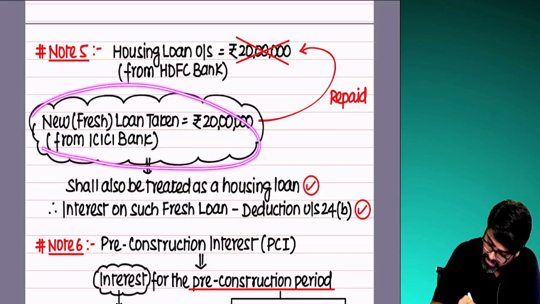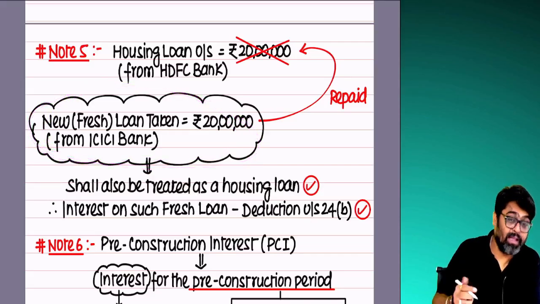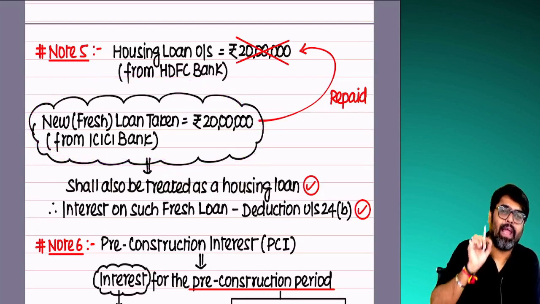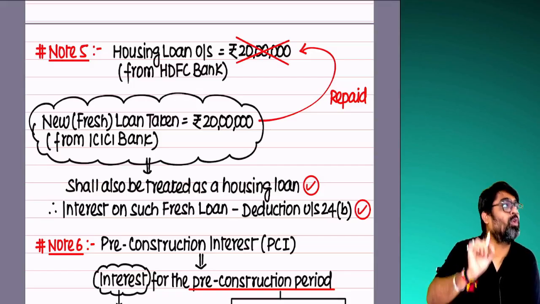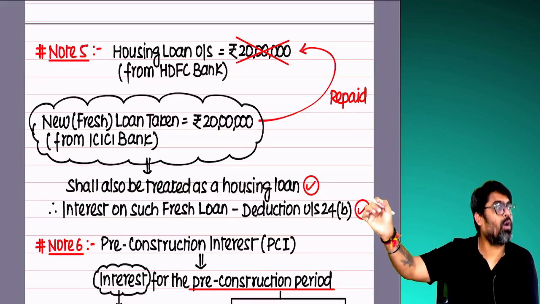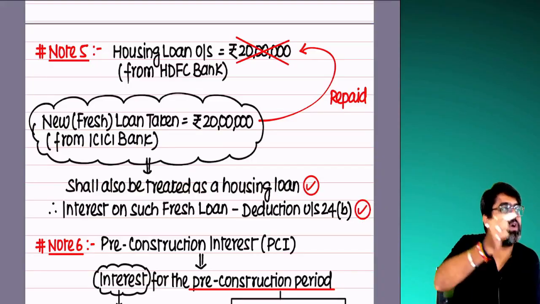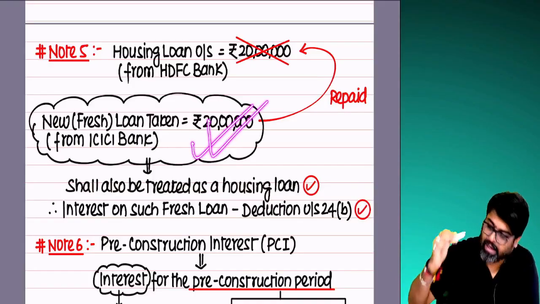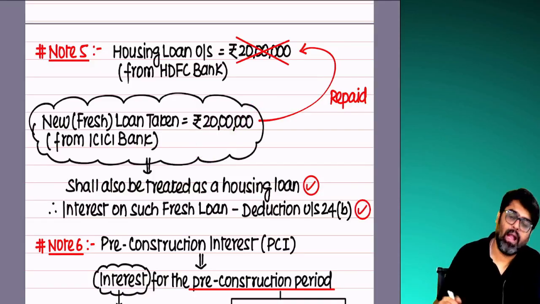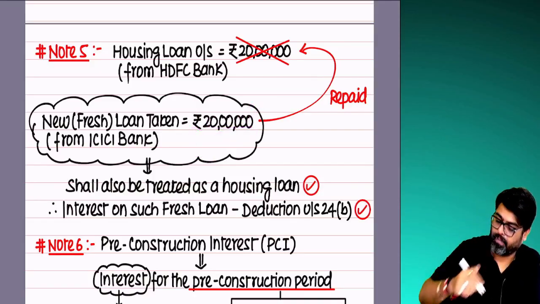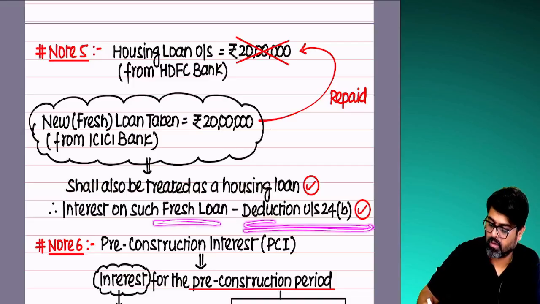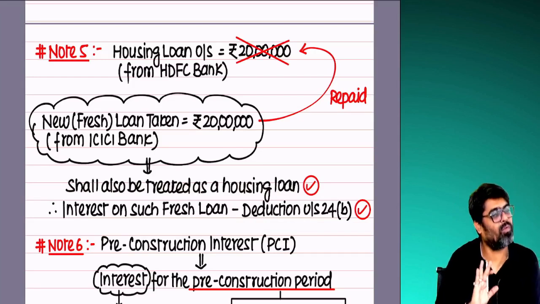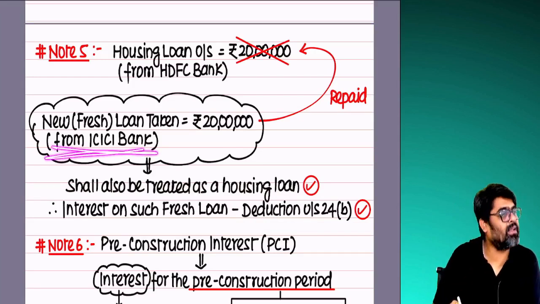Will it be considered as the same loan? Meaning, will this loan also be considered as a housing loan? The answer is yes. Any loan which you take to repay your old housing loan will also be treated as a housing loan. And whatever interest you are going to pay on this fresh loan will also be allowed as a deduction. Now the interest outflow will also come down.